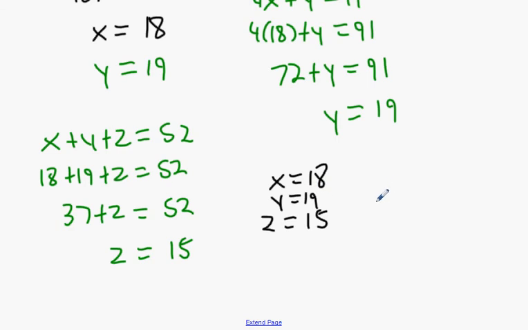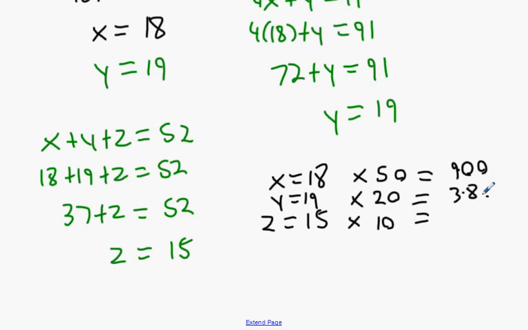To check your answer, 18 multiplied by 50-cent coins, 19 multiplied by 20-cent coins, 15 multiplied by 10-cent coins. The first one will give you €9. The second one will give you €3.80. The last one will give you €1.50. Add them together, €14.30. Is that what we wanted? Yeah. Okay.